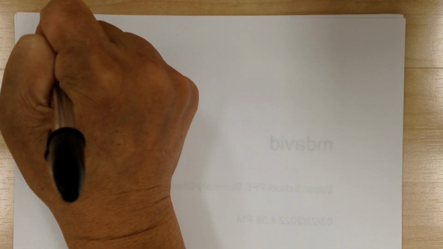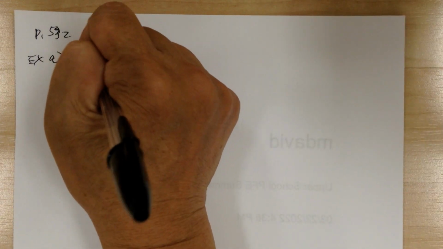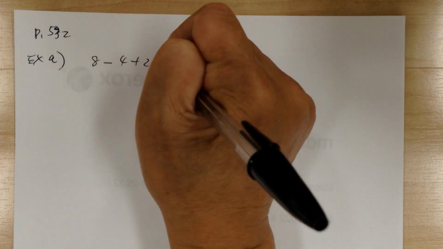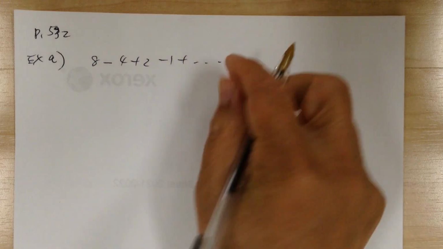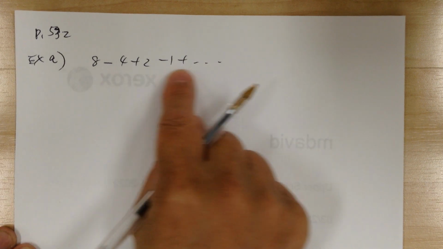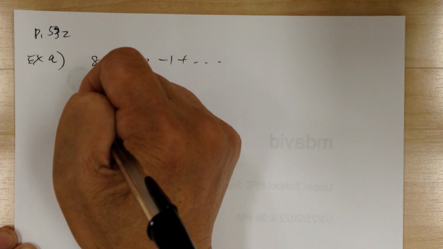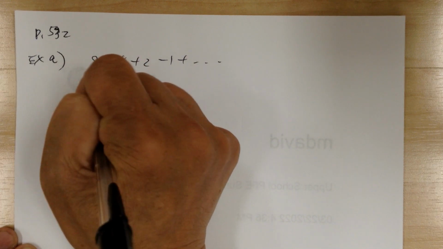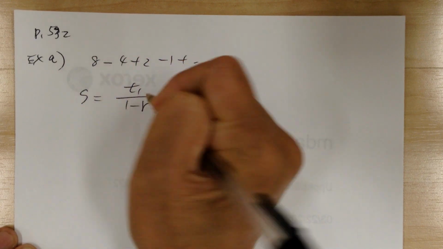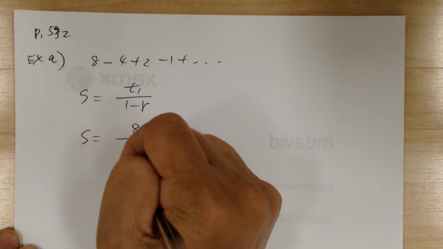Okay, let's go to example 1, A. And you have 8 minus 4 plus 2 minus 1 plus dot dot dot. So this is an infinite series. So again, the number is getting smaller, so there will be a sum. So write down your infinite series sum equation. So S equals T1 over 1 minus r. So it's very easy. So S will equal T1, which is 8, over 1 minus.